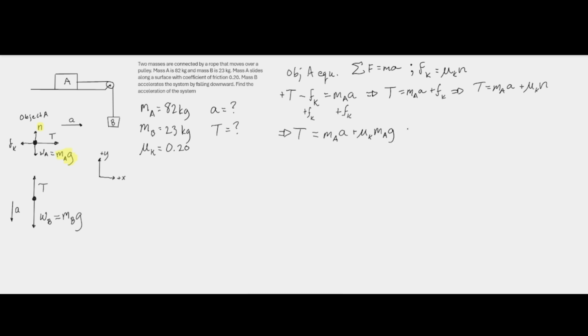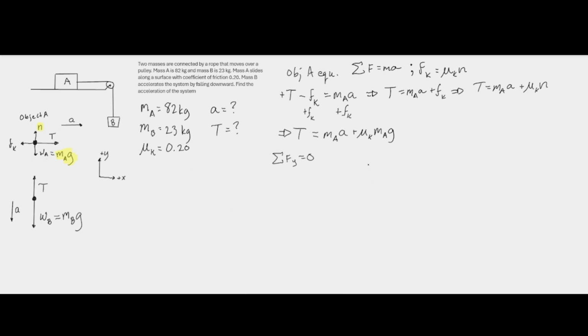And now I'm going to do the vertical direction. For object A, if we look at the sum of the forces, we'll notice that these are equal and opposite forces. So for object A, the sum of the forces in the y direction is actually equal to 0, because these forces are in equal and opposite directions.